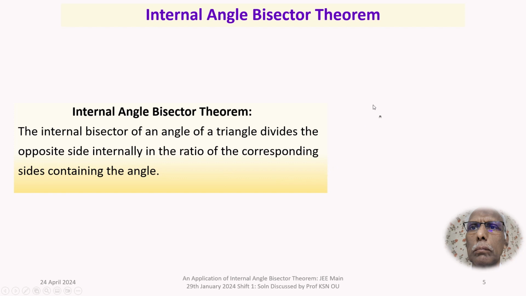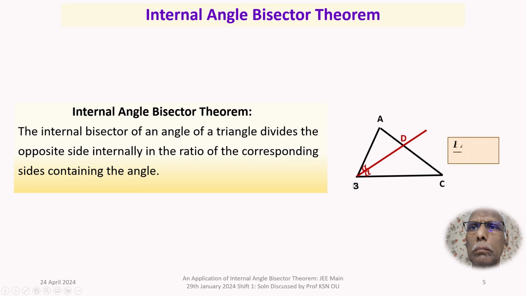So here is the triangle ABC, and we consider the internal bisector of the angle B. The angles marked alpha, alpha are the same angle, so it is bisecting the angle B. The angular bisector divides AC at a point D. Then it says BA by BC, that is the sides containing the angle B, is in the ratio of AD is to CD.